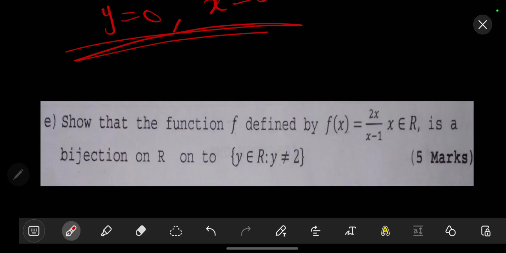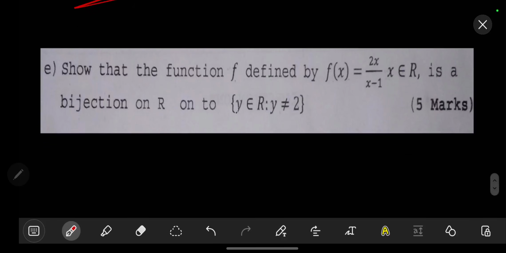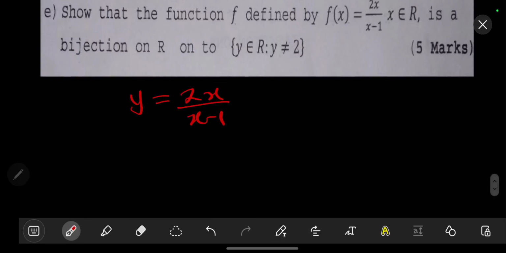For E, we are told to show that the function f defined by f of x is equal to this is a bijection on R minus 2, where y is a member of R such that y is not equal to 2. So we are going to begin. We have y equal to 2x over x minus 1, which is f of x.